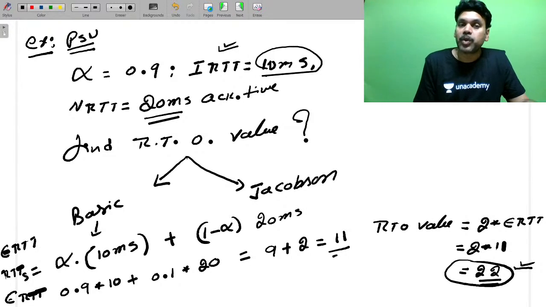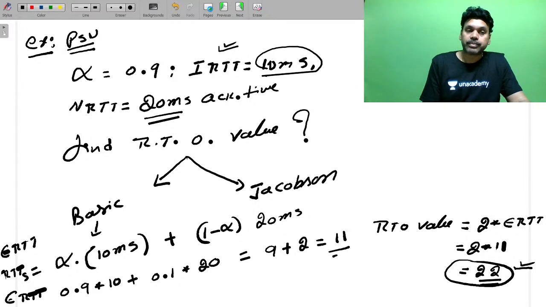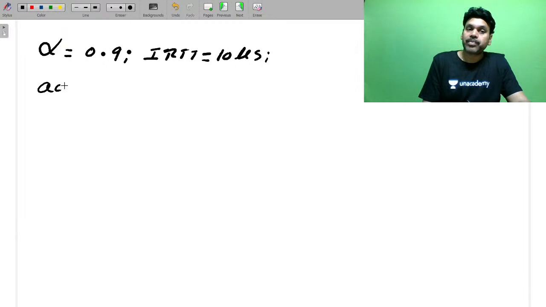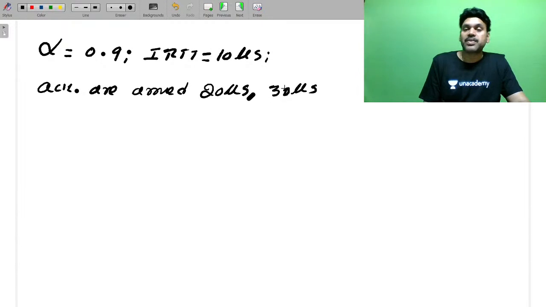So let me give one more problem here. Alpha is equal to 0.9 and your initial round trip time, if he gives a question, do it like this: 10 microseconds, and acknowledgements have arrived, please understand. Acknowledgements have arrived at 20 microseconds for the first one, 30 microseconds for the second one. He is asking to find the final RTO value.